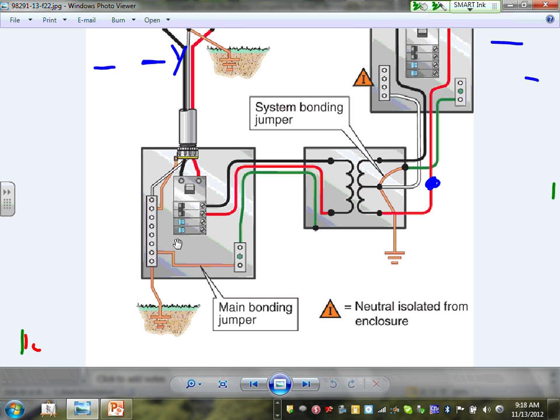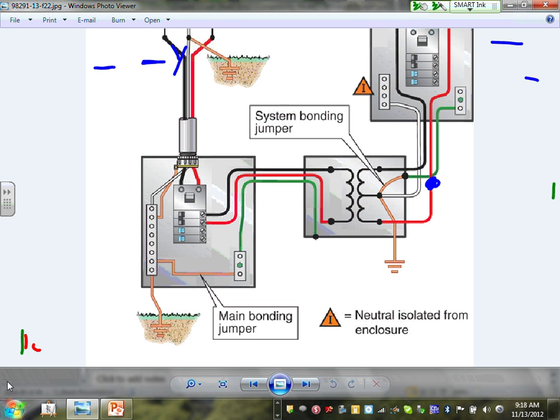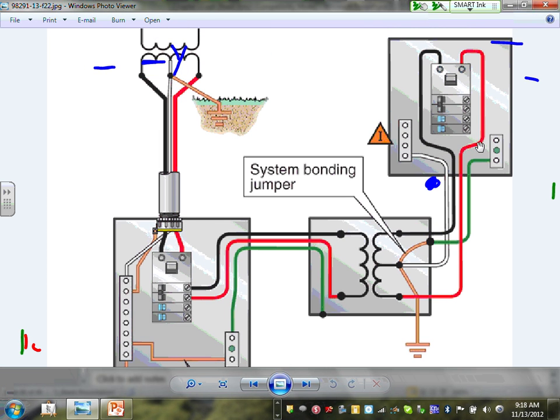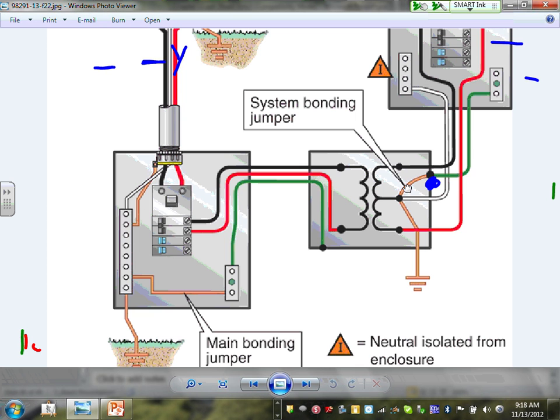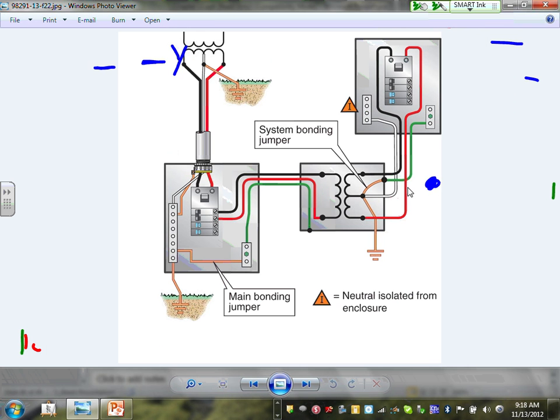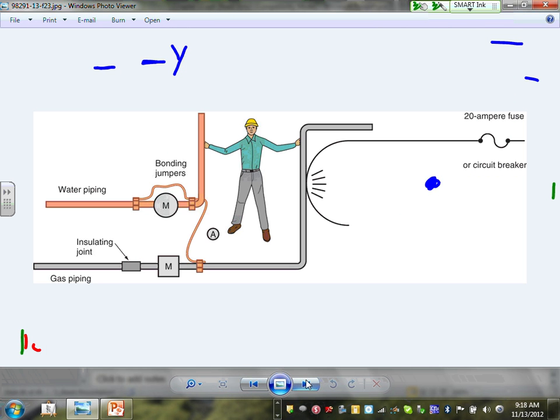So here's my bonding at the 480/277. Can you guys see that? And then I go to 208/120. I have two options. Either I bond right through the panel here, or I can bond right through the transformer. Can you guys see the bonding here? Okay, so that's two options for a system bonding jumper.